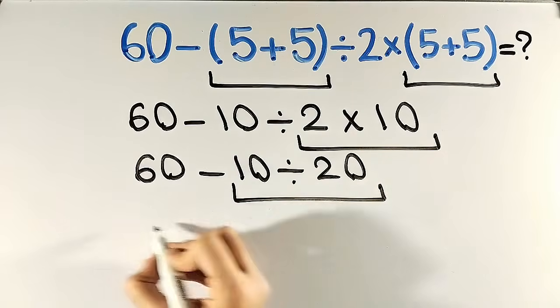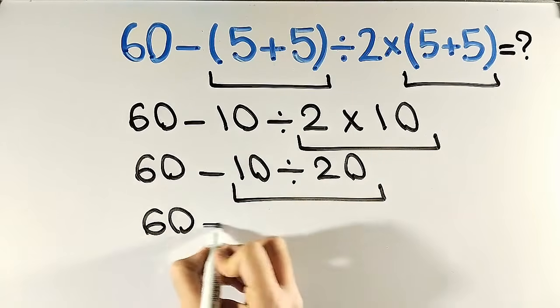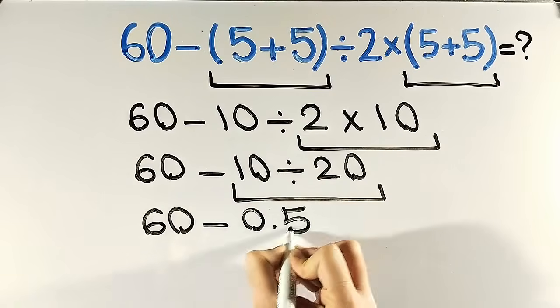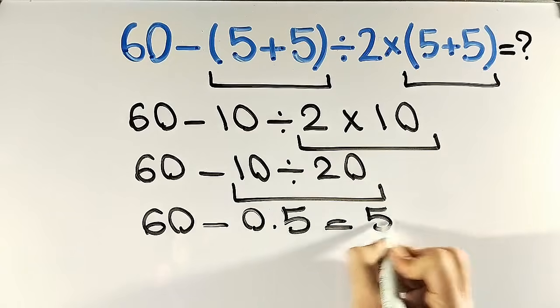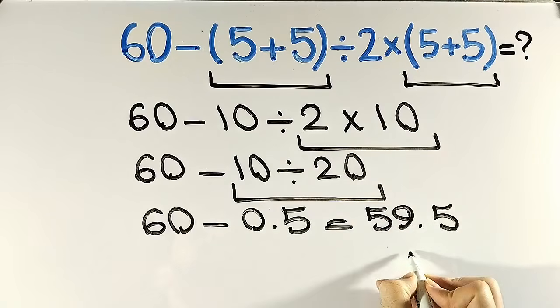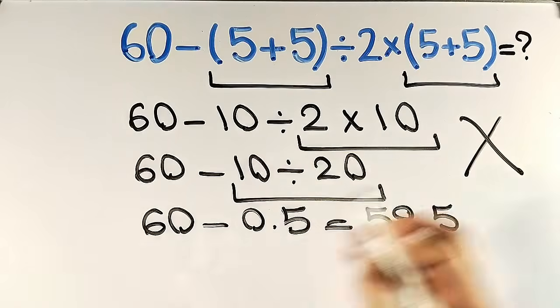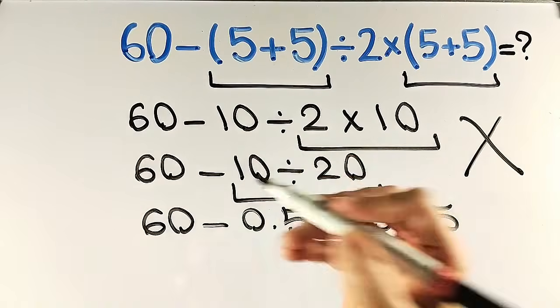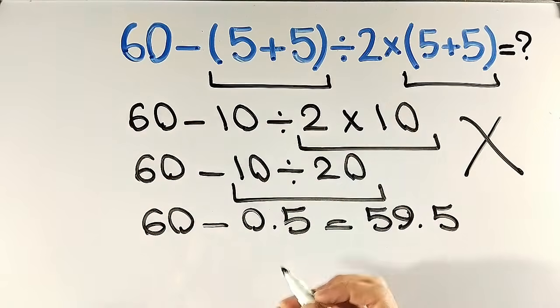So, instead of this expression, they write 60 minus 0.5, which finally gives them the answer 59.5. But that's definitely wrong. Alright, now let me show you how to solve this expression properly.